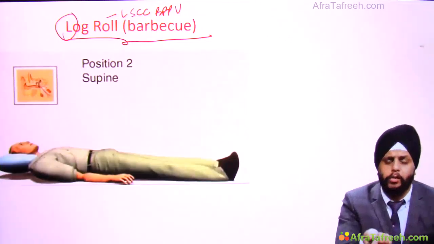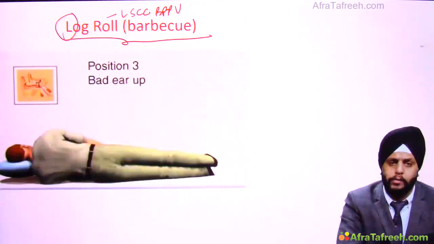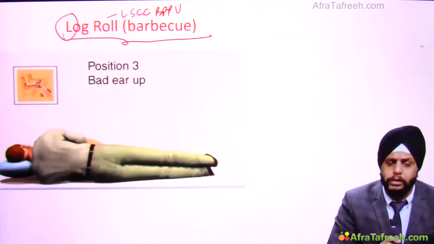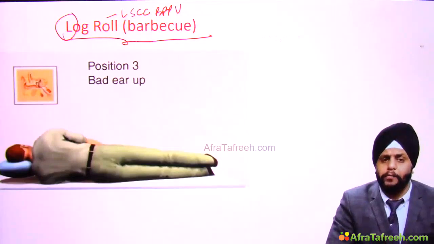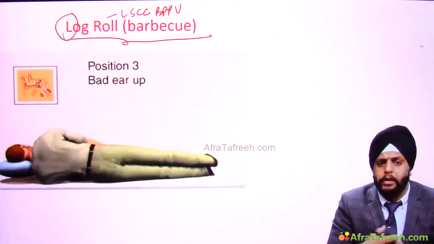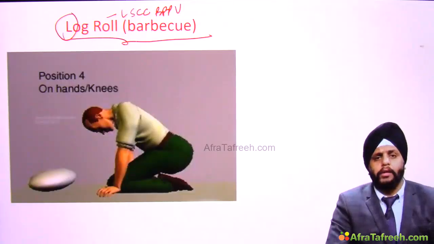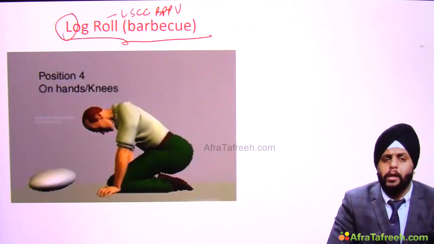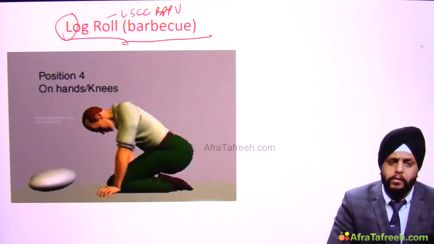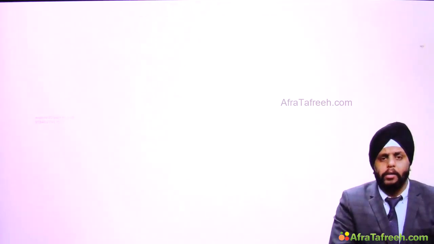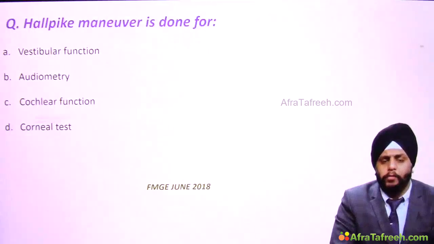Step 3, the patient rotates completely to the other side. So now the bad ear, the affected ear, is up. This is your position 3. The patient is looking on the left side. And finally, the patient gets up in the praying position. So this is your log roll or the barbecue maneuver that is used for lateral semicircular canal BPPV. Now let's look at a few questions.